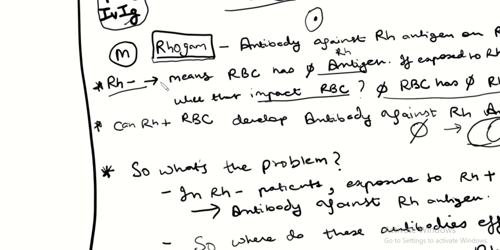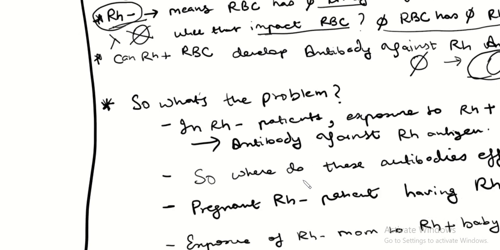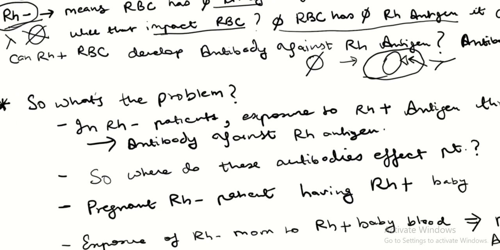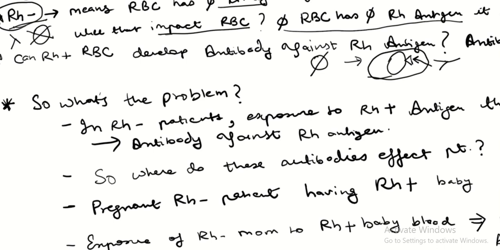If, however, I'm Rh negative, there's a possibility I can develop that antibody. However, that antibody is not going to impact me. Why is that? Because I don't have an Rh antigen. Okay, well, that was a long story. So what's the problem? If I have Rh positive, I can't develop the antibody. And if I'm Rh negative, I develop the antibody against Rh antigen, but it doesn't affect me. So why am I talking about this?